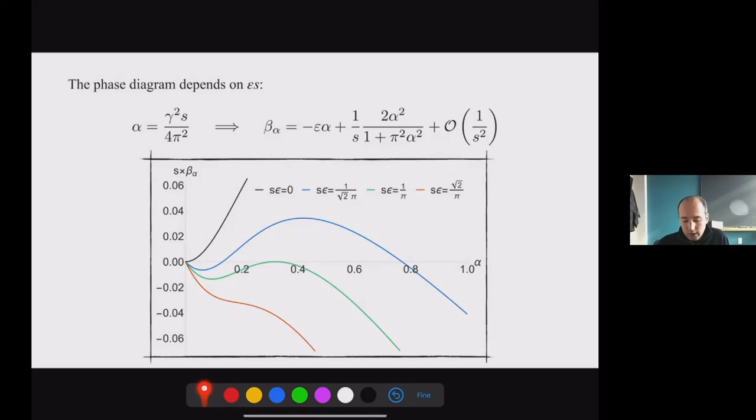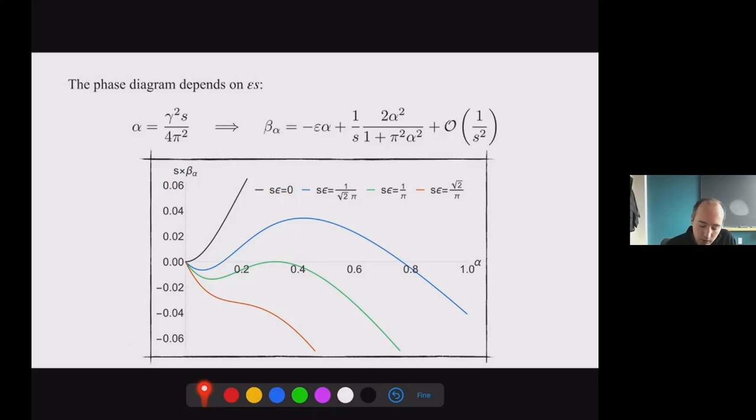So the only result I want to show you for the free theory concerns the phase diagram. I told you before there was a unique infrared stable fixed point in the epsilon expansion of standard fixed S. But here you find a remarkably richer phase diagram. Call alpha your suitably rescaled coupling, which is fixed in this limit, and you find this beta function at leading order in 1/S. Here I plot the beta function times S as a function of alpha in different regimes.